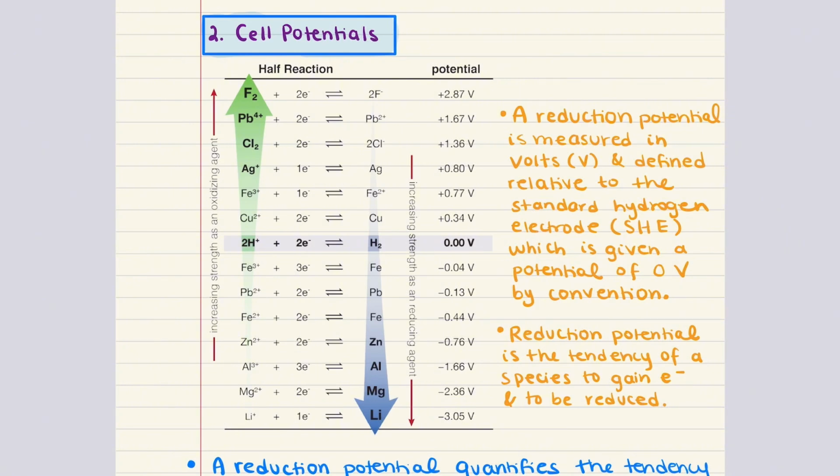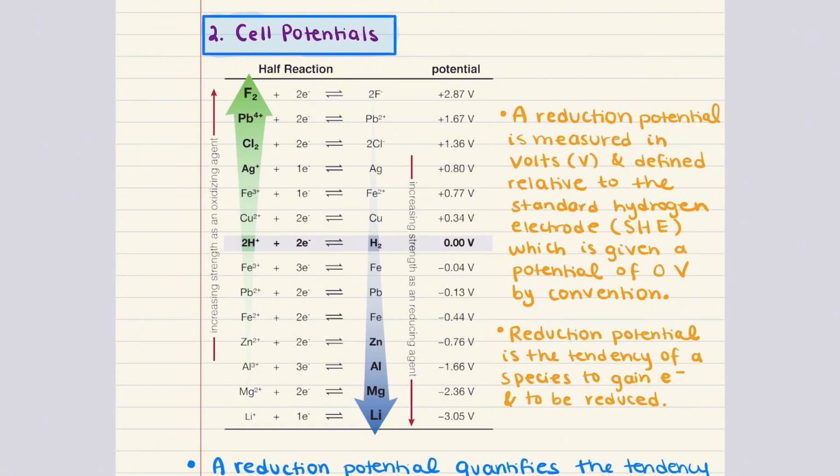Now, the first thing we want to talk about is reduction potentials. A reduction potential is measured in volts, and it's defined relative to the standard hydrogen electrode, SHE. That is what that acronym stands for, standard hydrogen electrode. This is conventionally given a potential of 0 volts. The reduction potential of a species is going to indicate its tendency to gain electrons and be reduced. Each species has its own intrinsic reduction potential. The more positive the potential, the greater the tendency for that species to be reduced.